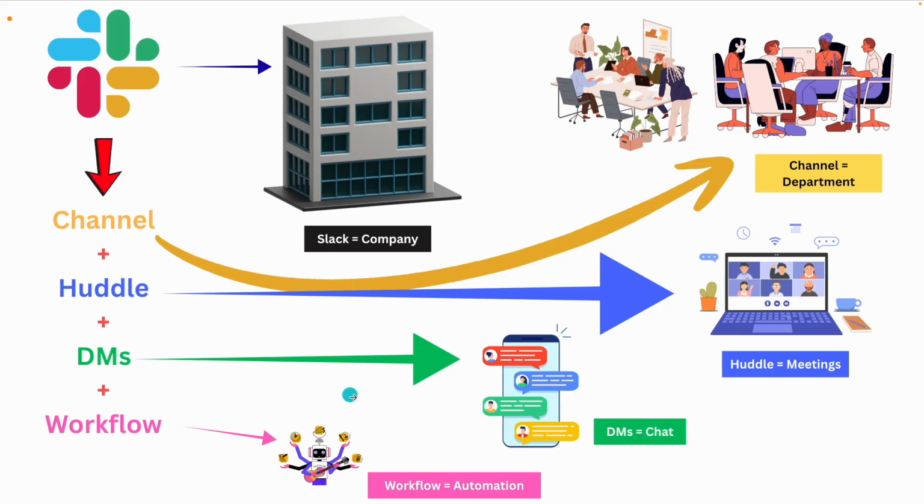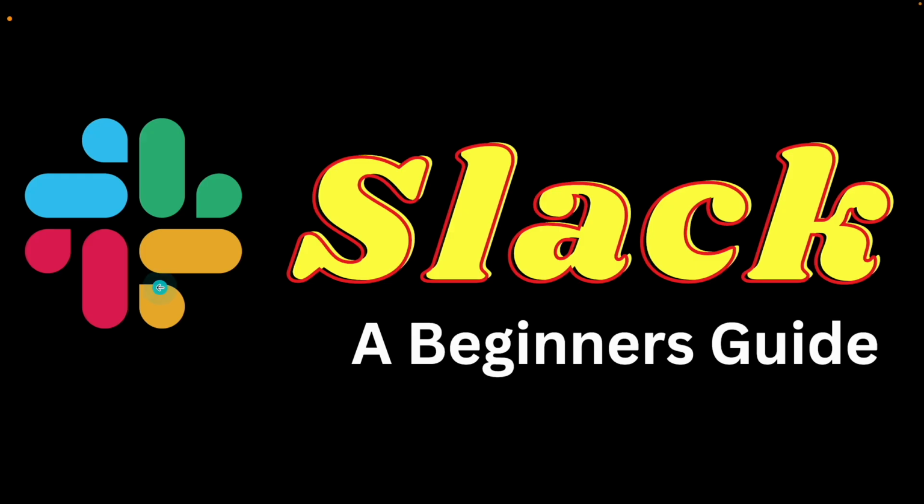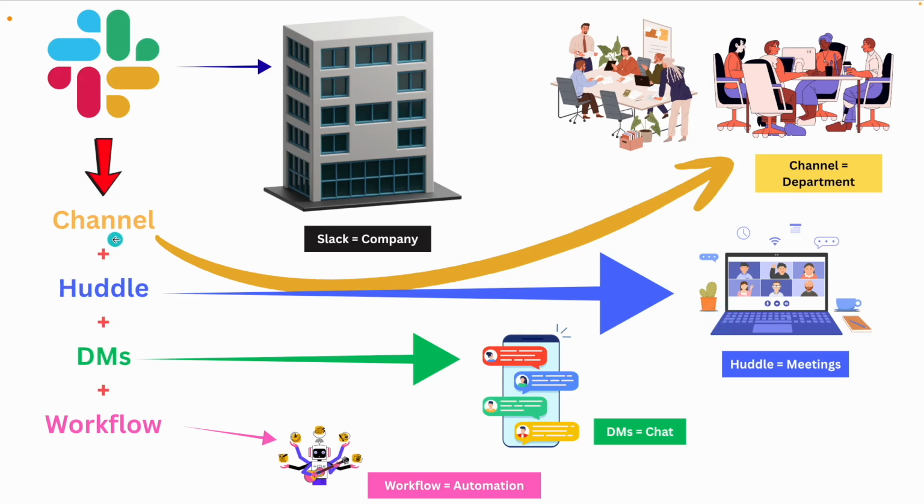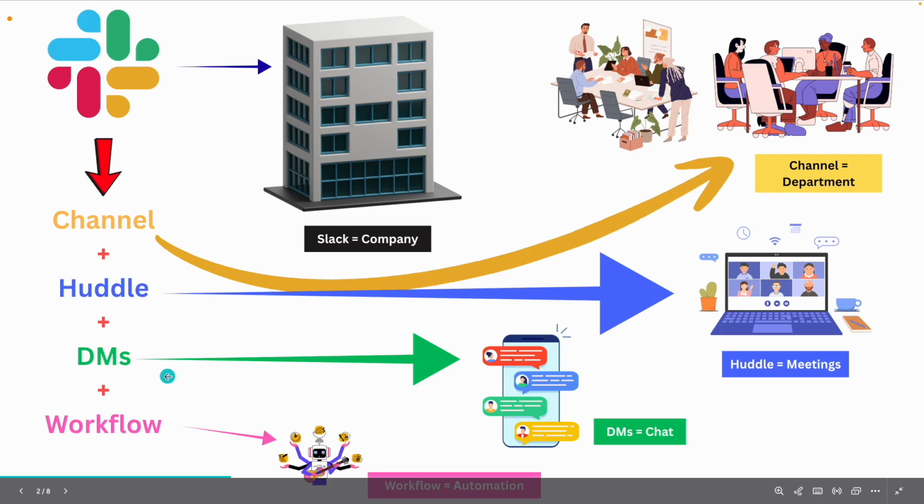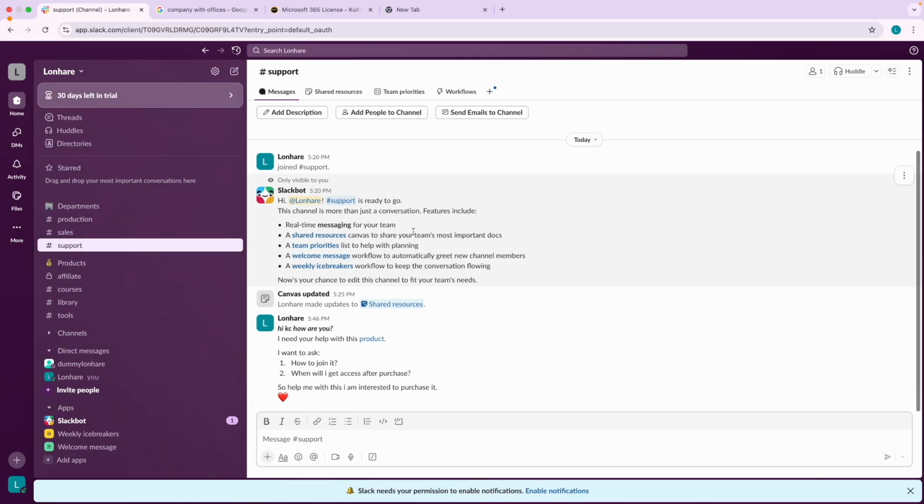So once we learn this, you will be able to grab each and everything at a beginner level, how to use Slack. We have taught you how to create channels and how it works, huddles, DMs. Let's now focus on the workflow. In automations, we can do some basic automations.